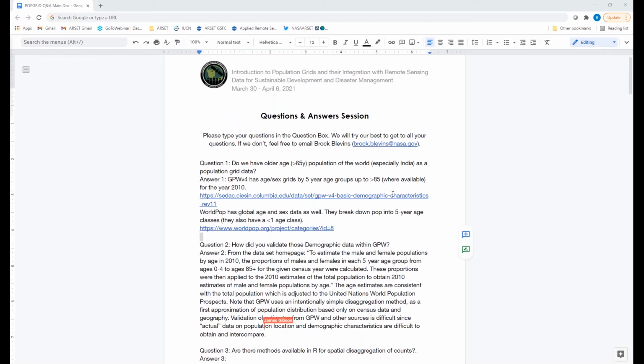Question one, do we have older age, over 65 years, population data of the world, especially India, as gridded population data? We do have older age gridded data, as long as there was such an age class in the census inputs. We gridded the data at 5-year age groups up to 85 plus. So we do have data available for those years in GPW4, and WorldPop as well has global age and sex data in 5-year age groups.